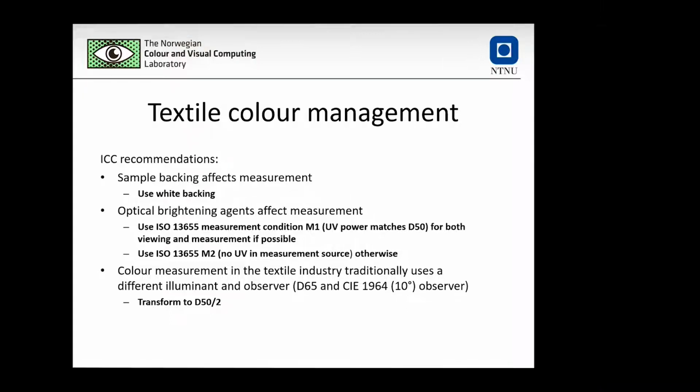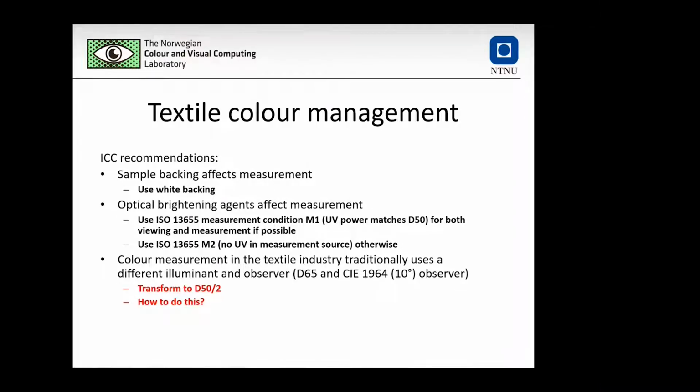And then the third question is this business of the illuminant and observer, and the recommendation is to transform that to D50 2 degrees. And so now, of course, you're probably wondering, well, how are you supposed to do that? And that is the $64 million question. So if you could make sure you've got the money ready by the end of the talk, please. So that's our key question to look at, and that's what we want to know the answer to.